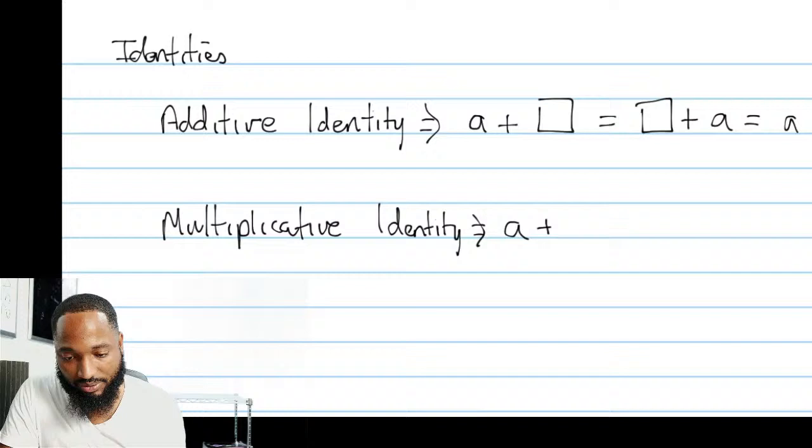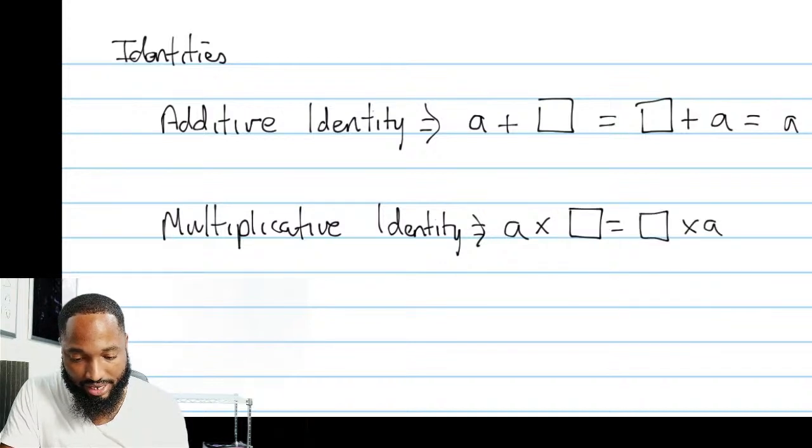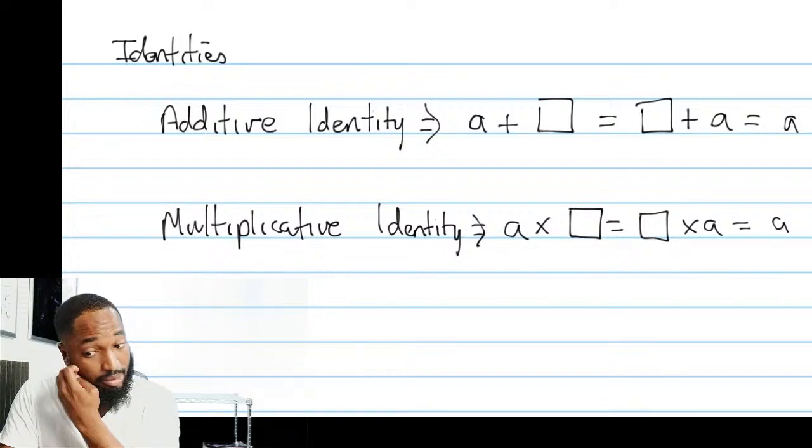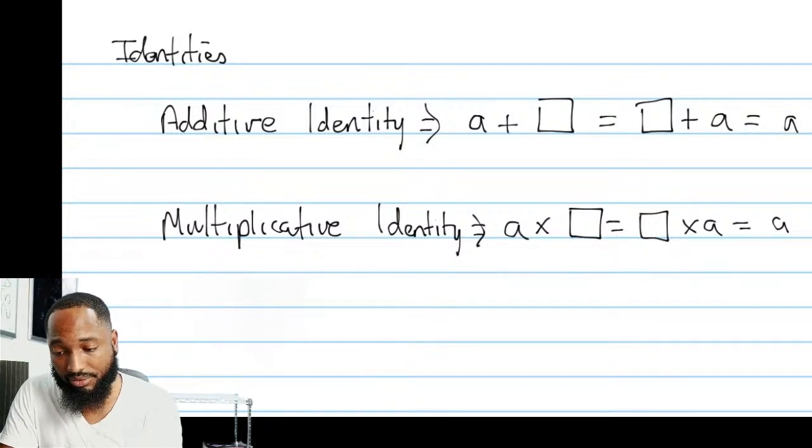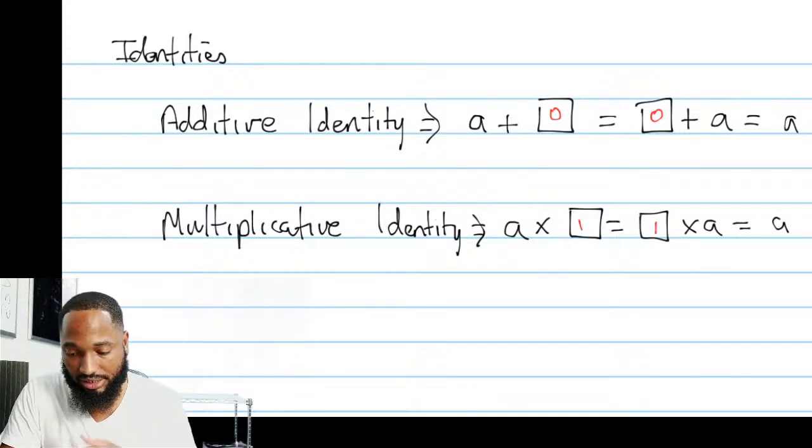And what's the multiplicative identity? Now I'm not going to put add because we're in multiply land now. So A multiplied by the identity is equal to the identity multiplied by A is equal to A. Nothing happens when you use the identity. This is how we describe the identities here.